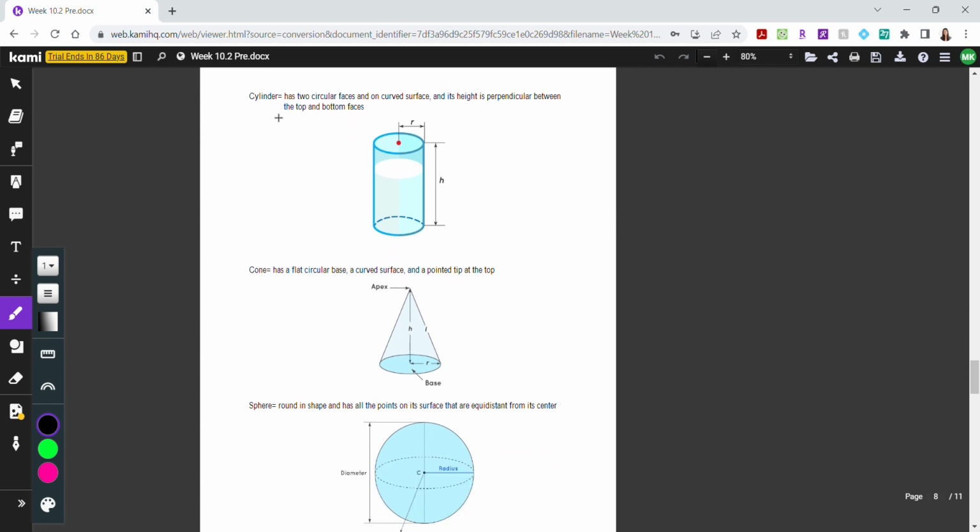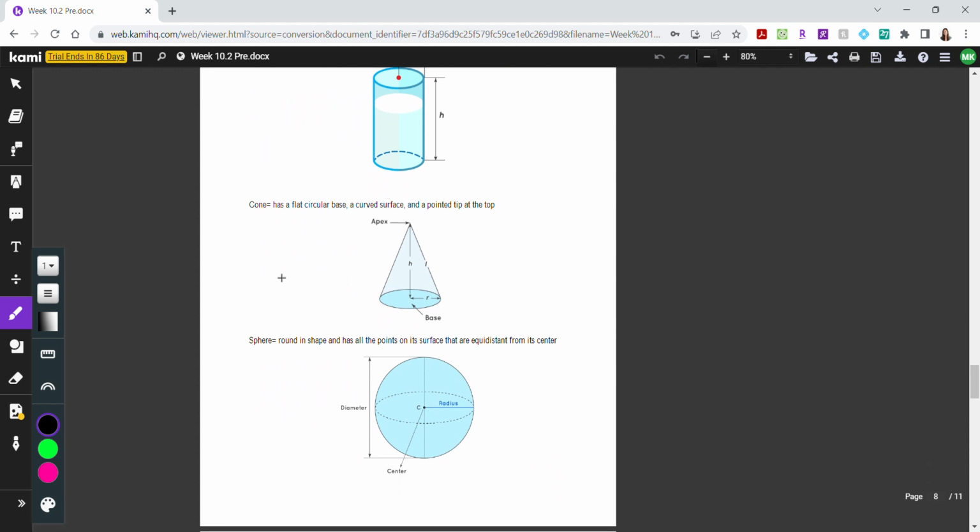The next thing that we have is a cylinder. A cylinder has two circular faces at the top and the bottom, and a curved surface, as you can see here. Take your tin can, for example. That is what we call a cylinder because it has two circular faces and a curved surface. Its height is perpendicular between the top and bottom faces. And as you can see here, from the center of the circle to its edge is the radius.